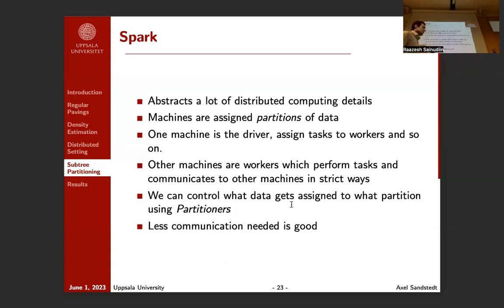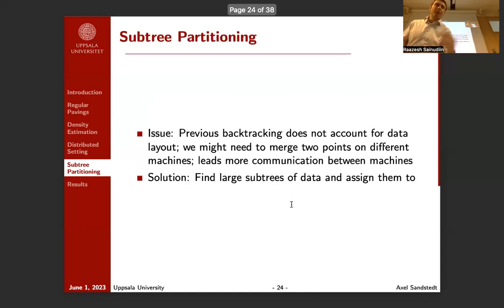We can create partitioners which give us fine control over where data should reside. So we can basically assign the data to a specific partition, which we'll get into soon. And the idea is, of course, to reduce the communications of the backtracking process.